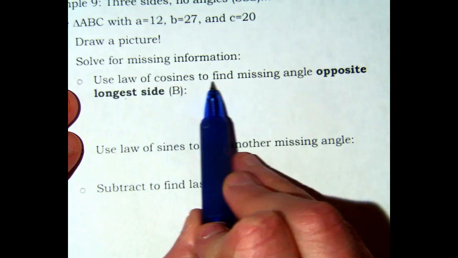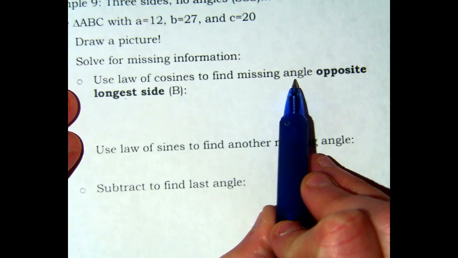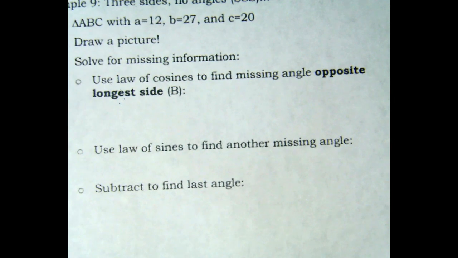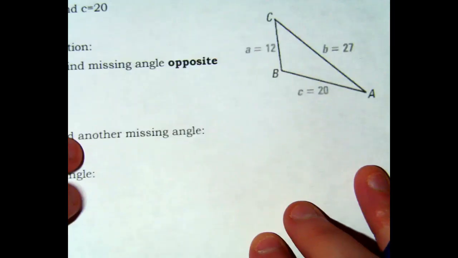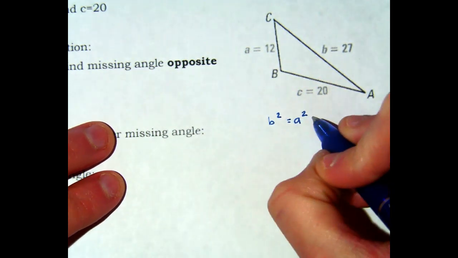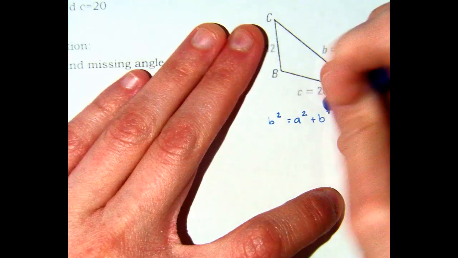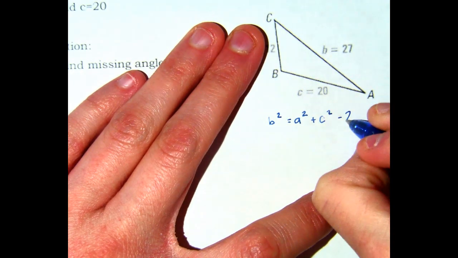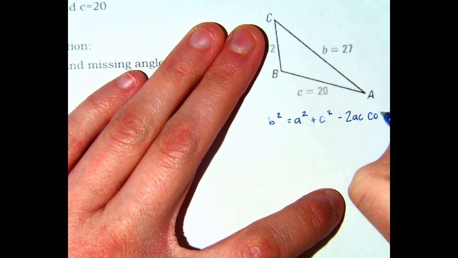Alright, this gives it to you step by step. First, it says use the law of cosines to find the missing angle opposite the longest side, B. Now, why in the world you have to do the longest one, I have no idea. You could do any of them first, but since it says B, we're going to use B, which means we are going to use this, because we are looking for B, the angle B.